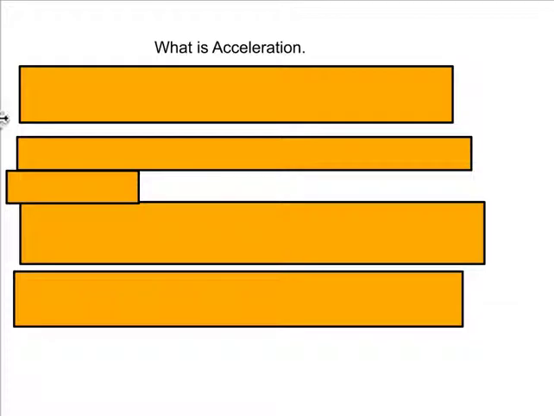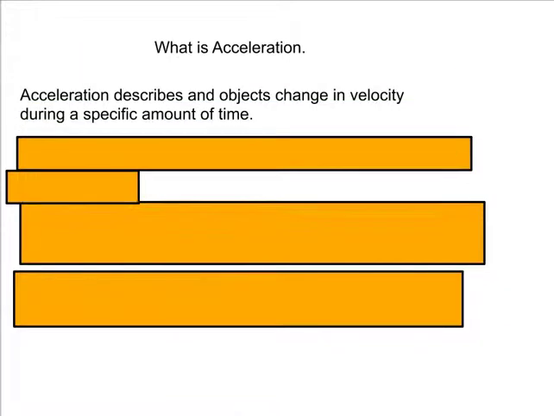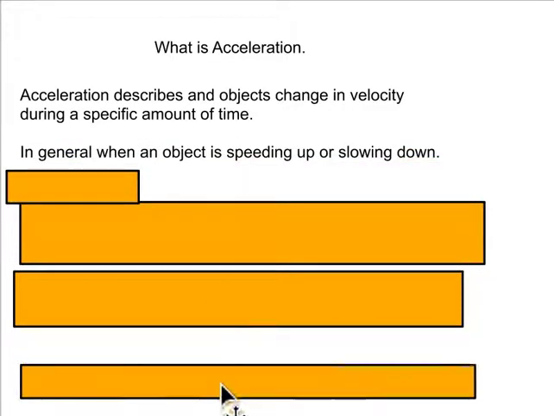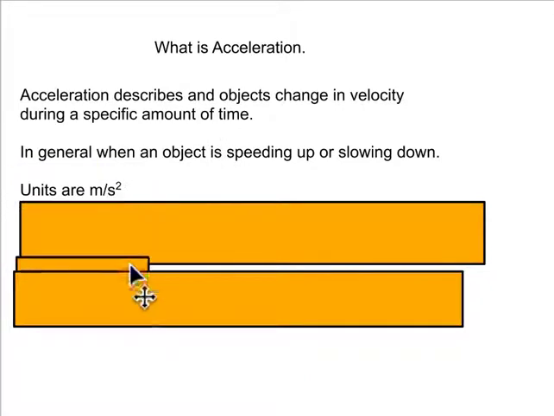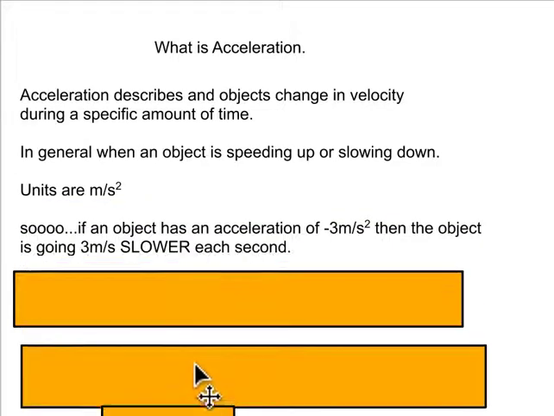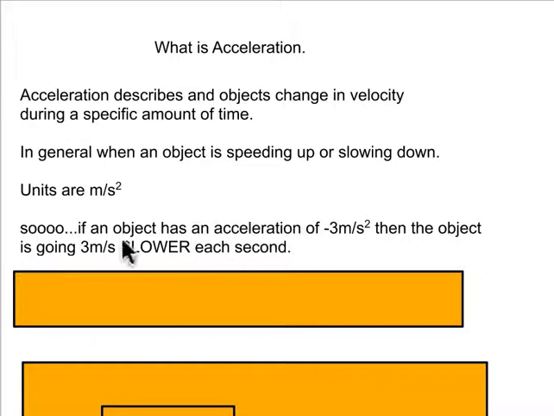And there's a term for that. It's called acceleration. So what is acceleration? Acceleration describes an object's change in velocity during a specific amount of time. That is to say, when an object is speeding up or slowing down. If the velocity is changing, an object is accelerating. The units are meters per second squared. So if an object is accelerating at -3 meters per second squared, then the object is getting 3 meters per second slower each second.